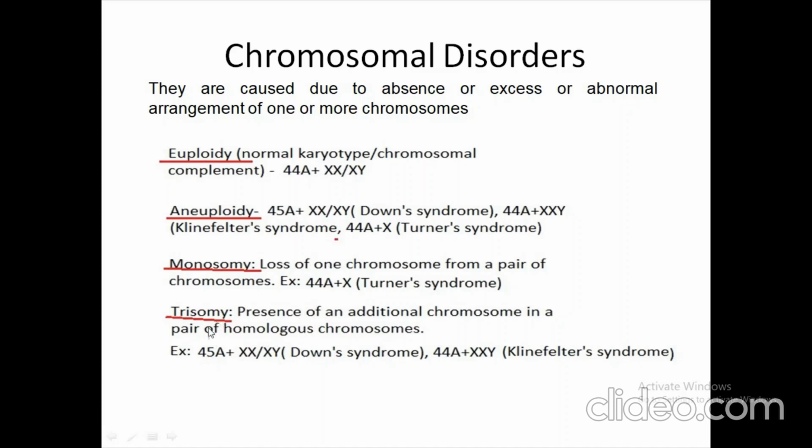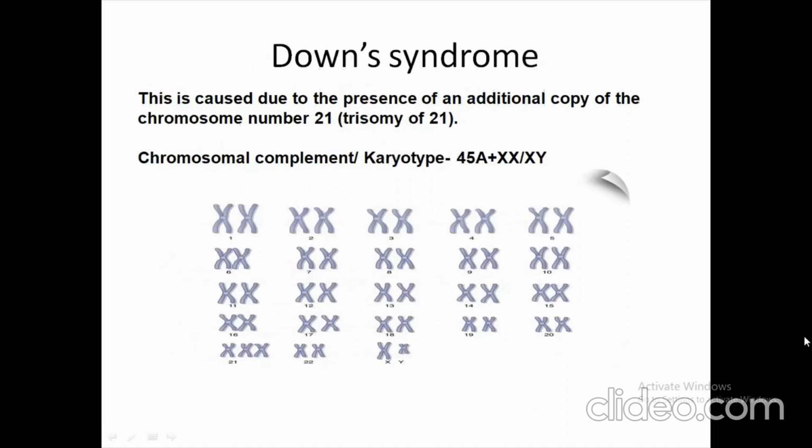So examples for trisomy are Down syndrome and Klinefelter syndrome, because in Down syndrome there are a total of 47 chromosomes, 45 autosomes plus 2 allosomes, and in case of Klinefelter syndrome, 44 autosomes plus 3 allosomes, 2 X chromosomes and 1 Y chromosome. Now let's see different chromosomal disorders in detail.